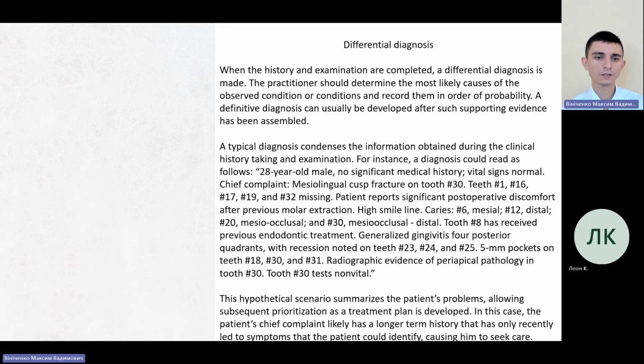A typical diagnosis condenses the information obtained during the clinical history and examination. For instance, a diagnosis could read as follows: 20-year-old male, no significant medical history, vital signs normal, chief complaint: mesiolingual cusp fracture on tooth number 30. Teeth number 1, 16, 17, 18, and 32 are missing. Patient reports significant post-operative discomfort after previous molar extraction. High smile line. Caries number 6 mesial, number 12 distal, number 20 mesio-occlusal, and number 30 mesio-occlusal distal.